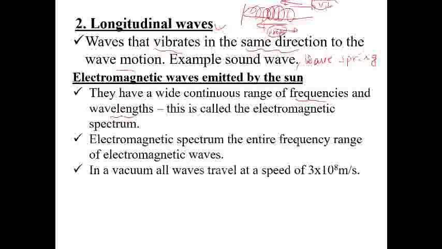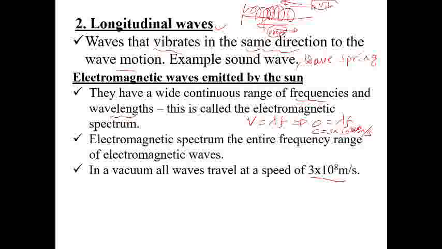And in a vacuum, all waves travel at a speed of how much? 3 times 10 to the power of 8 meters per second. Therefore, if the wave is an electromagnetic wave, the wave equation V = λf is changed to C = λf, where C is what? 3 times 10 to the power of 8 meters per second.